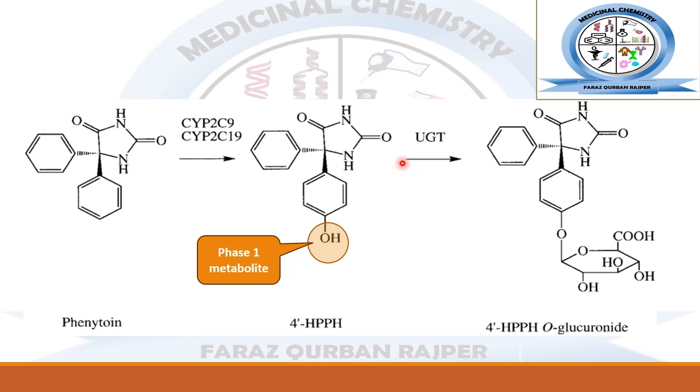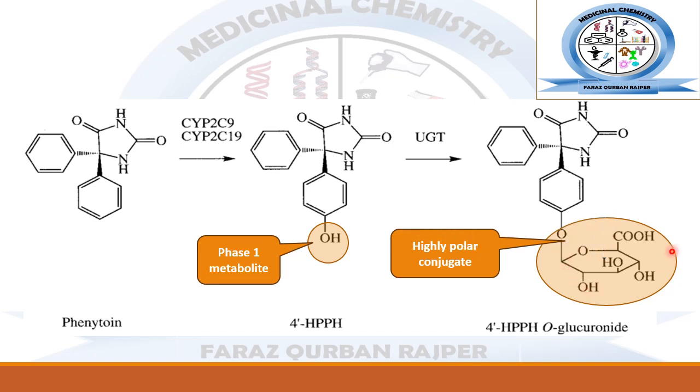After this, the drug will undergo the phase 2 conjugation reaction, which is the glucuronic acid conjugation facilitated by glucuronosyl transferase enzyme, and now it will get converted into its O-glucuronide form. Here you may observe the glucuronic acid carbohydrate moiety has been introduced. This is a highly polar conjugate, and it can be easily excreted out.